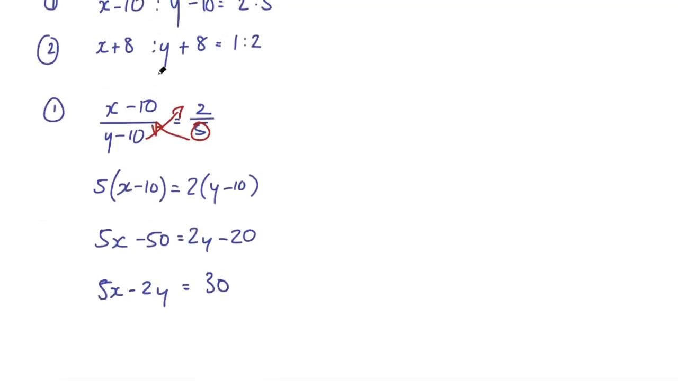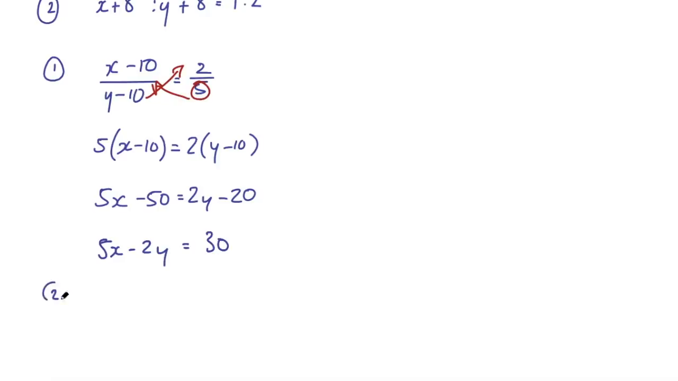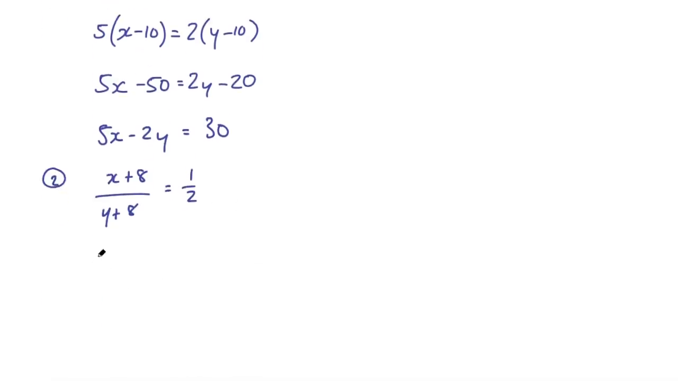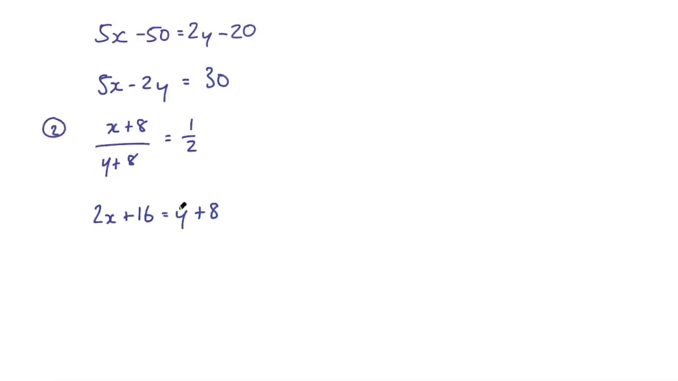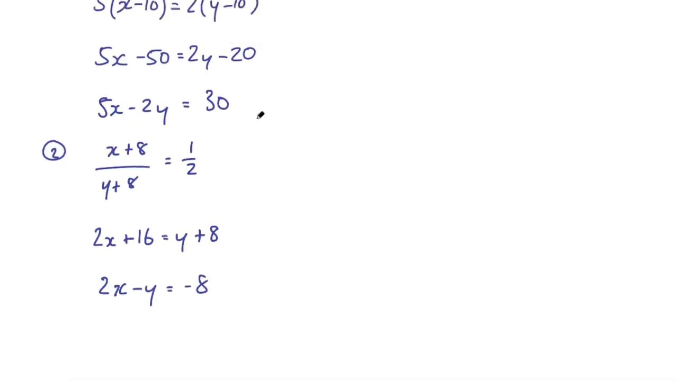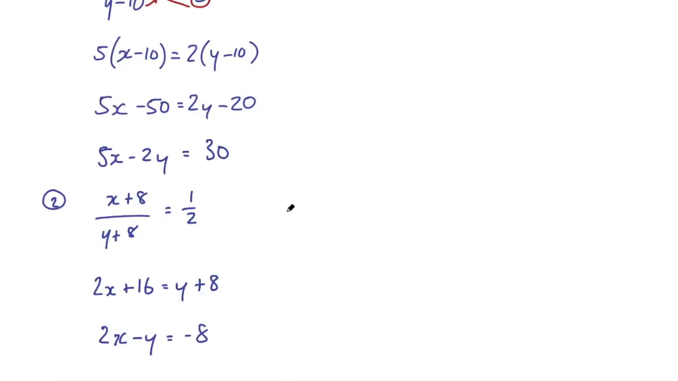Then we can do the same for the second ratio. So we can turn that into a fraction. So x plus 8 over y plus 8 equals 1 on 2. And then cross multiply just as we did before. So 2 times x plus 8, that would be 2x plus 16 equals y plus 8, and then simplify further, so subtract the y from the left-hand side, so we get 2x minus y equals, and 8 minus 16 is minus 8. And this might look very similar to simultaneous equations like you've done before.